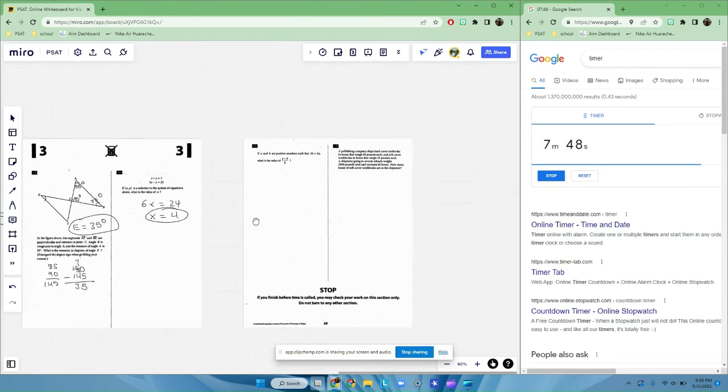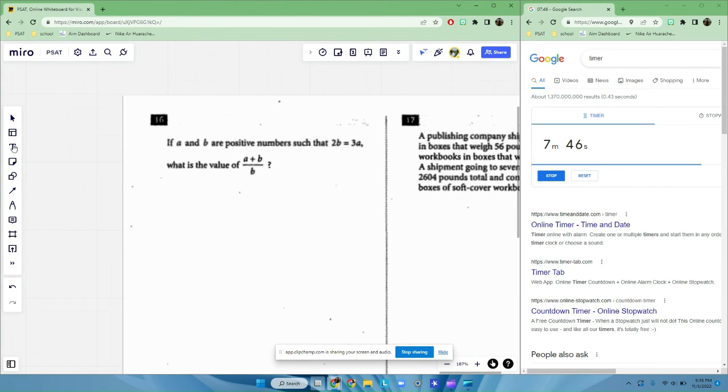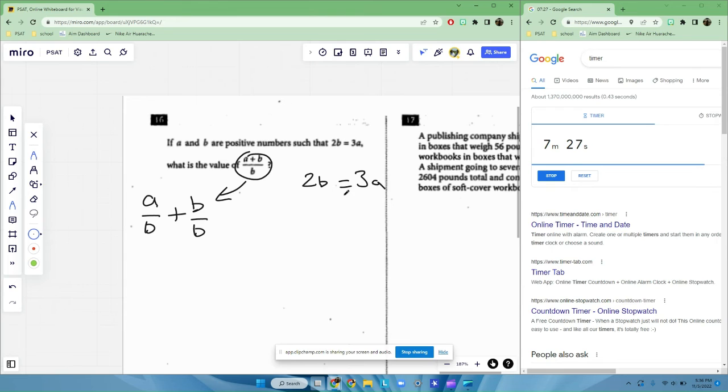All right, last two problems. This is a problem that a lot of people get stuck on. (a plus b) over b. Since the denominator is b, we can do a over b plus b over b. So we're trying to find this. If 2b is equal to 3a, let's find a over b.